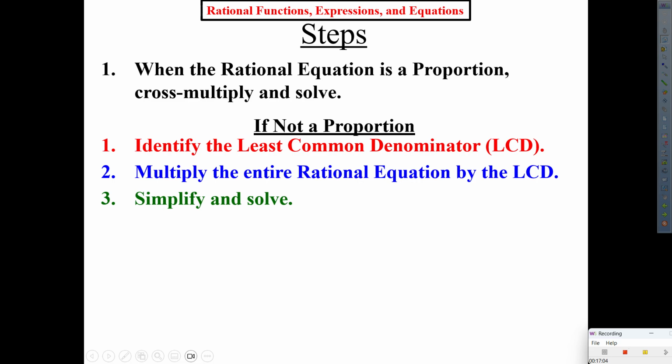So once again, you look at the equation. If it's a proportion, that means a fraction equal to a fraction, you cross-multiply and solve. If it's not, you need to find the L.C.D., multiply the entire equation by the L.C.D., simplify and solve.